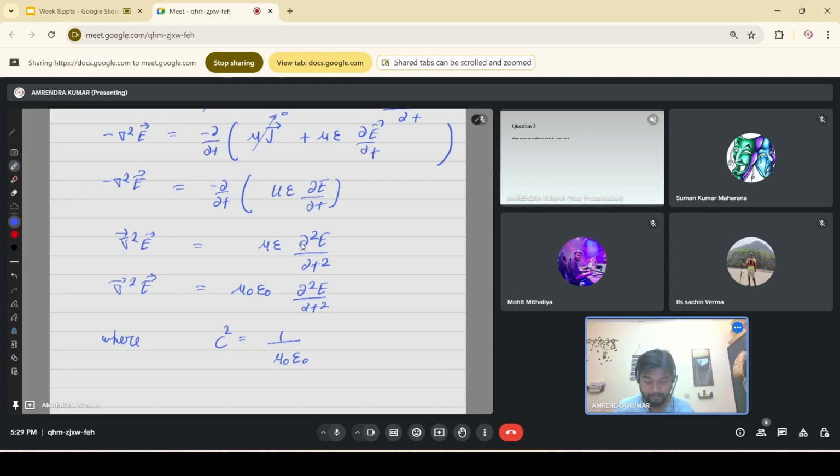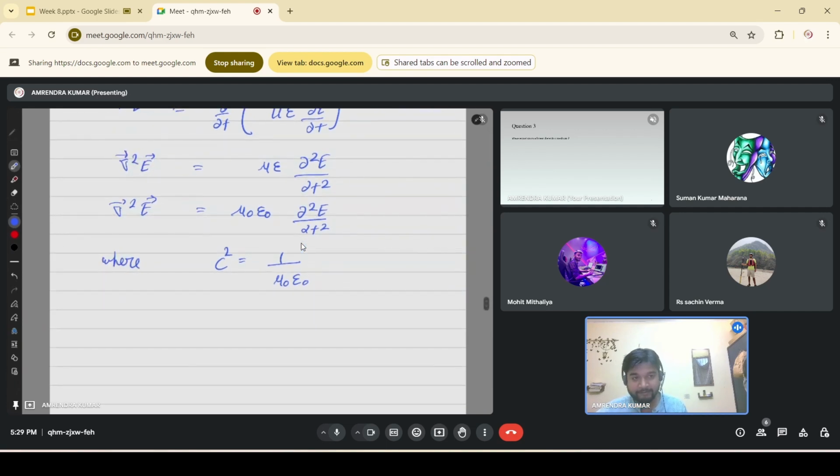Because this is the permeability and the permittivity, this multiplication and the inverse of that gives us the speed of light, c, the speed of light in a vacuum. But in a medium, the equation we have is del square E is equal to mu epsilon del square E over del t square.